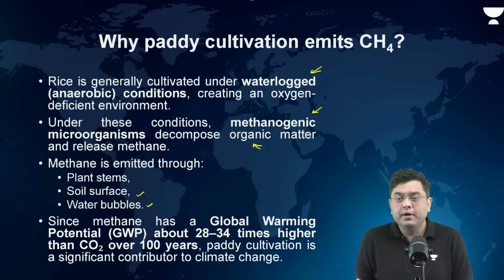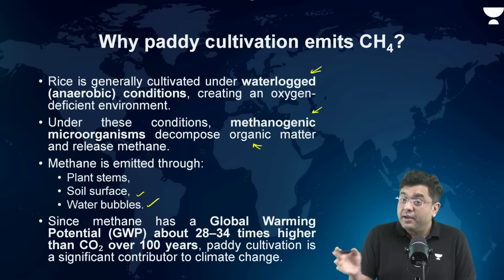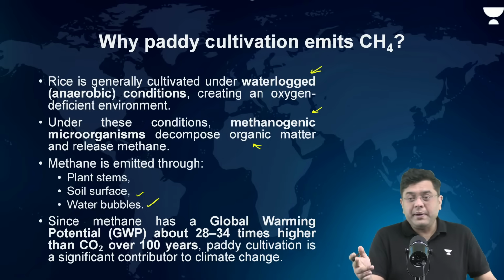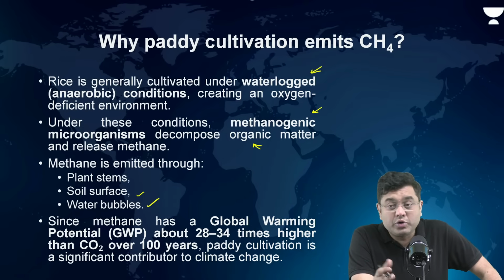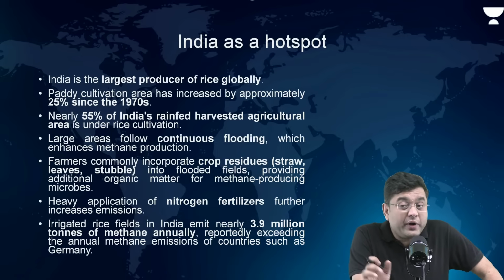Now, methanogenic microorganisms decompose organic matter and release methane, and that is emitted through the plant stems, soil surface, and even water bubbles. I already told you the global warming potential per molecule of methane is 28 to 30 times more as compared to CO2 over a cumulative period of the past century. Now, India has become a hotspot.